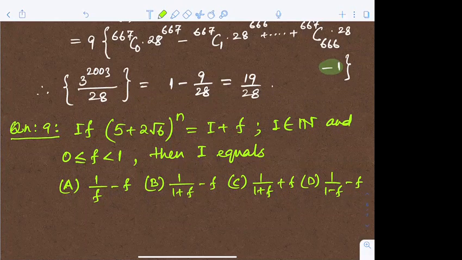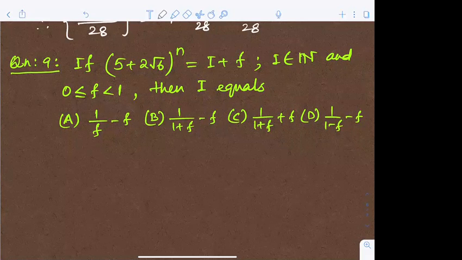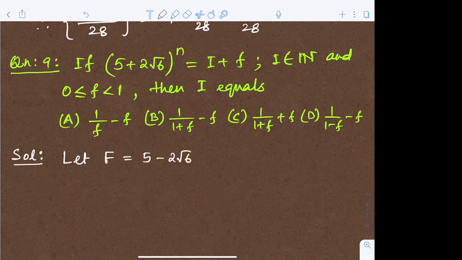So think about it. What is the idea to solve such questions? Let us start with some assumption. Let capital F be equal to (5 minus 2 root 6) whole to the power n. Then obviously our capital F lies between 0 and 1. It cannot be 0, it should be strictly greater than 0.